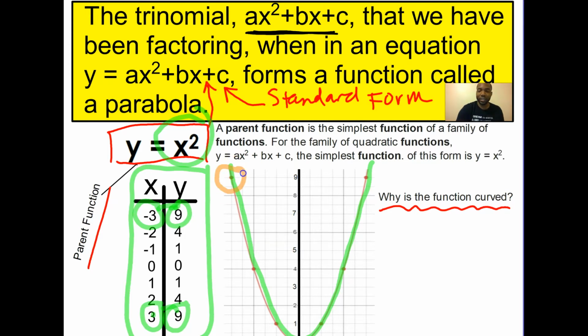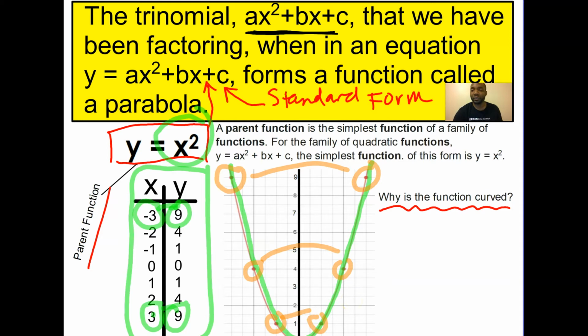So you see that 3, 9 here, and you see -3, 9 there as well. You see -2, 4 here, and you see -2, 4 here. It doesn't form a V. You'll see later on that quadratic functions form a U-type shape. It's curved because you're squaring a number, and a negative times a negative is going to give you a positive. So you end up getting the same number on both sides of the parabola. Y'all see that?